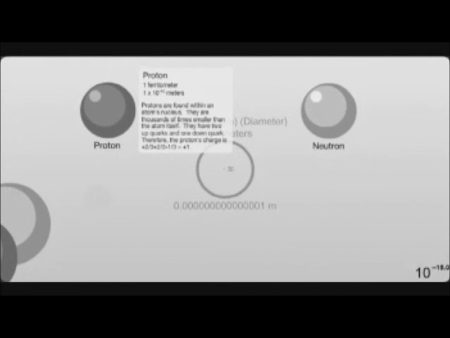The proton. Protons are the first and most understood of the subatomic particles, and as such, protons are found within an atom's nucleus. They are 1,000 times smaller than the atom itself, and they have 2 up quarks and 1 down quark. Therefore, the proton's charge is +2/3 +2/3 -1/3, which equals a positive 1.